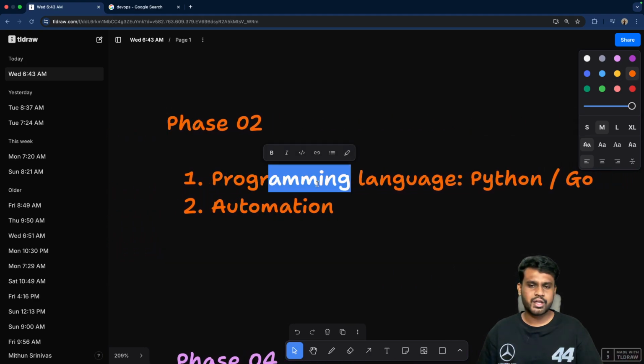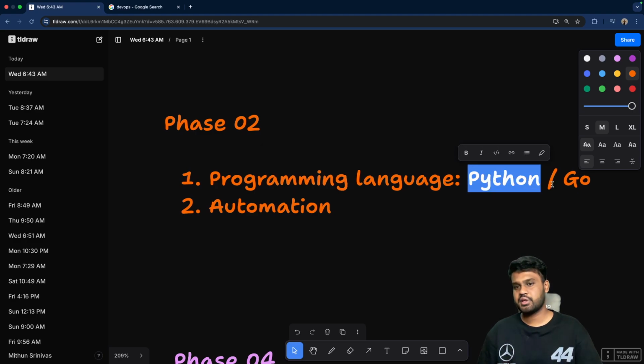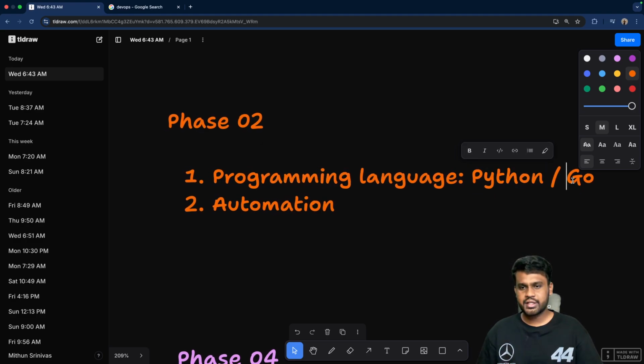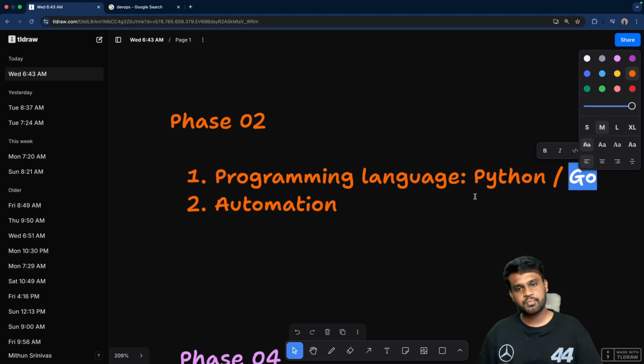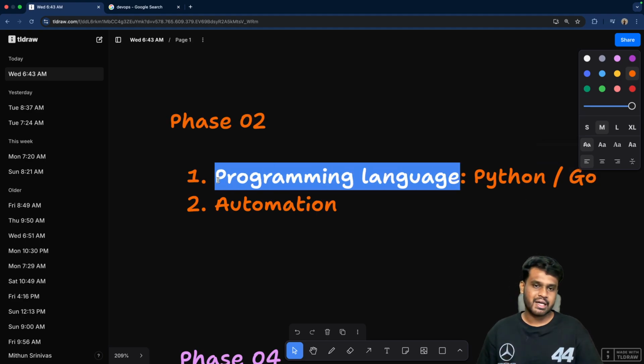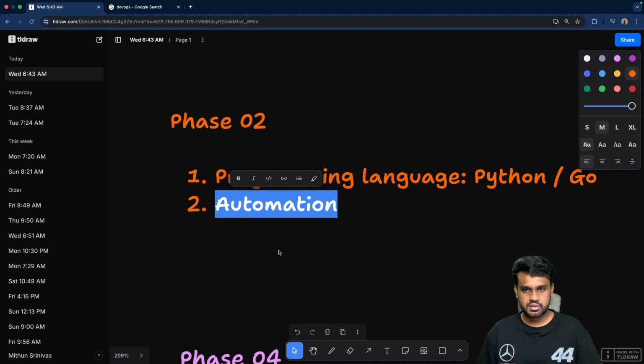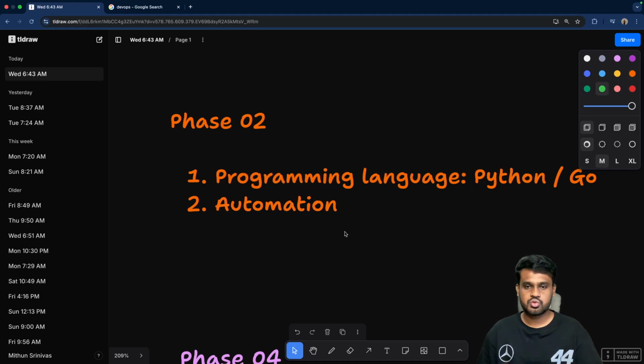Okay, so I would recommend Python, but yeah, if you're someone who is interested in Go, I think Go also serves the purpose. So why do we need this programming language, Mithun? So we need to write a lot of automation scripts. Okay, and Python is one of the most chosen automation languages. So to write these automations, you need a programming language. Automate a lot of things. Okay, using this, the system processes should be automated. So with this, your phase two is also clear.